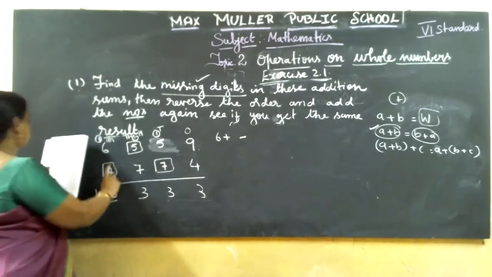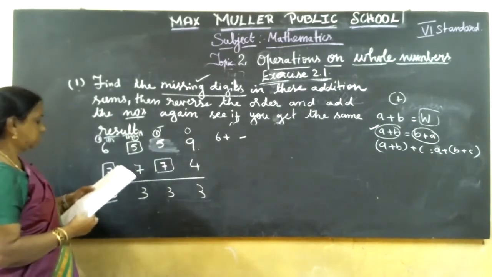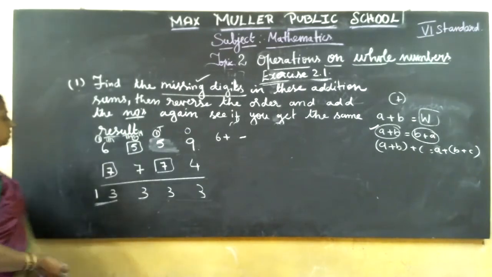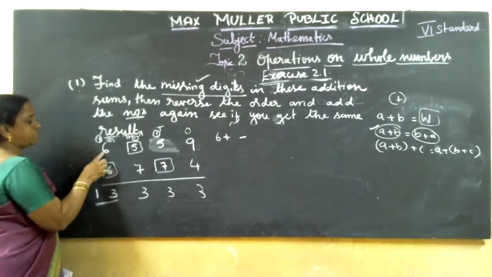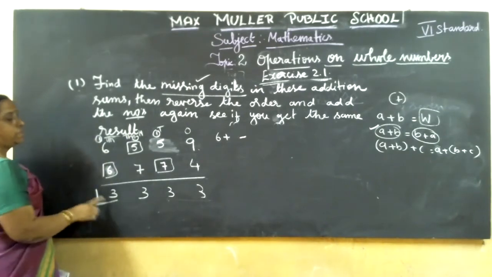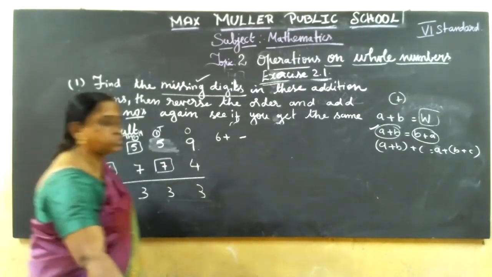So here 5, 7, 7. 13 you should get, no? Oh, your carry over is there. So 6 plus 6 is 12, 12 plus 1 is 13. Now reverse order. You write it and check.